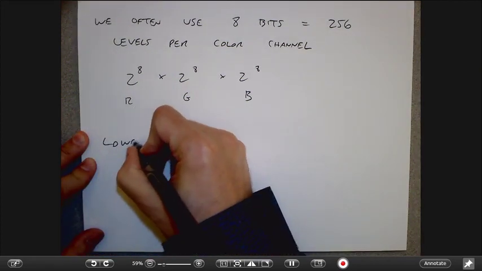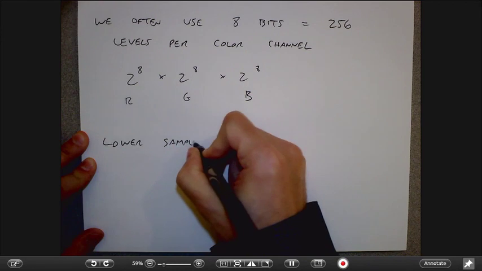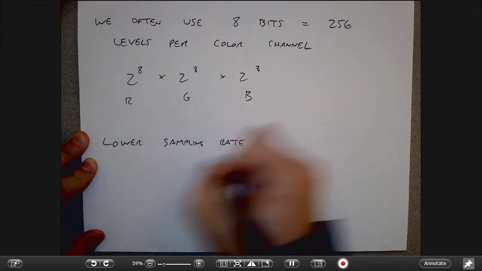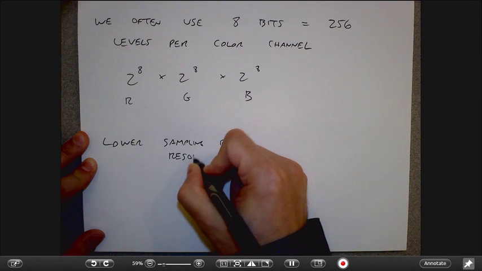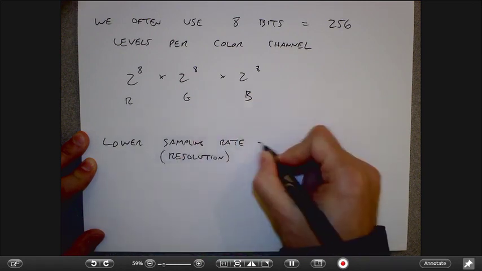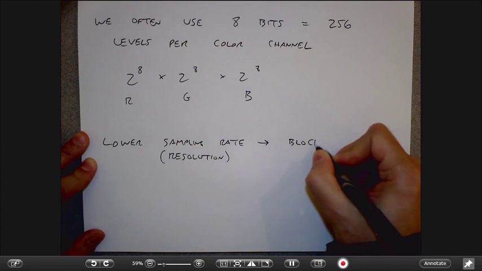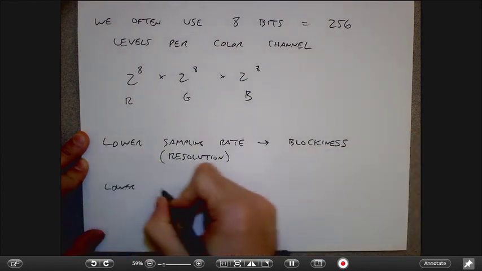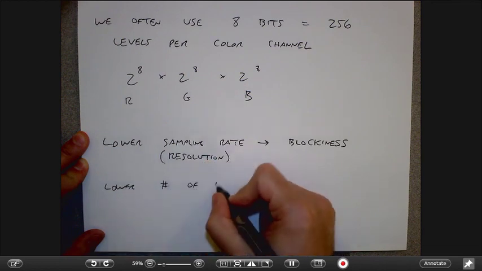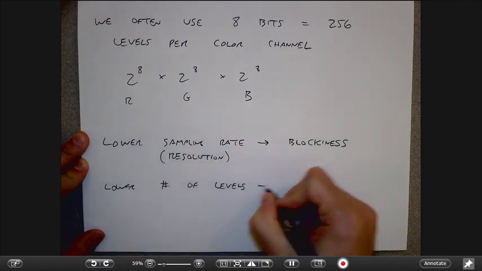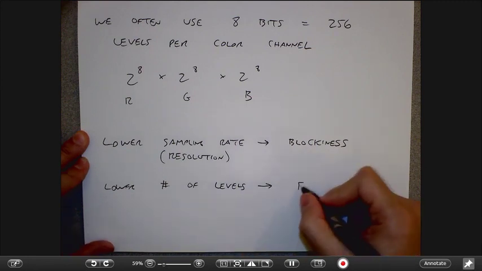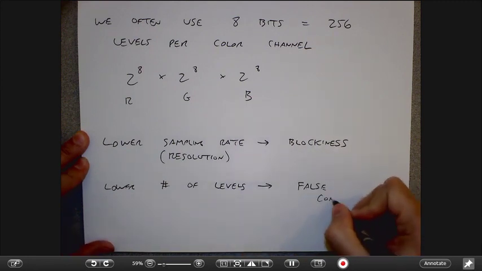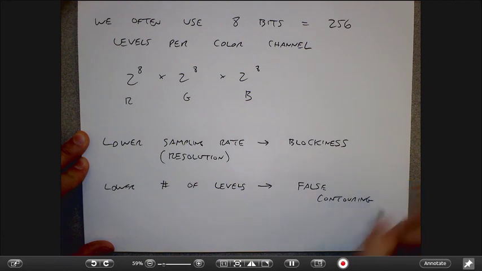Okay, so the lesson is that the lower the sampling rate, which is kind of like the lower resolution, that leads to blockiness. And the lower the number of levels, that leads to false contouring and kind of just general lack of detail.